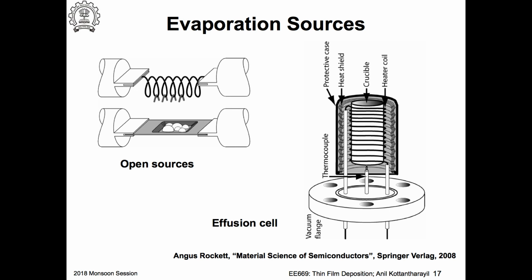So you have a crucible, and then you have a heater. The crucible can be a ceramic, for example, and the heater can be a carbon or graphite heater, or other metals can be used. Then there's a shield to protect against the escape of heat into the chamber. This will be part of the chamber. And then there's the protective case, a thermocouple to monitor the temperature, and a vacuum flange, which you can attach to your MBE system.